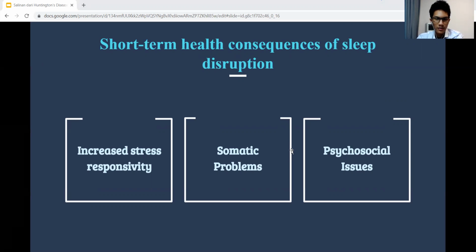Next is somatic problems. A study done in Finland found that sleep problems are strongly associated with weekly headache and abdominal pain, especially in those individuals who have had at least 6 months of sleep problems. And as for the psychosocial issues, using the World Health Organization's quality of life brief, it was found that sleep disturbance was significantly associated with reduced health-related quality of life.